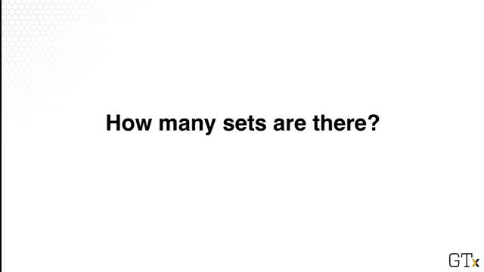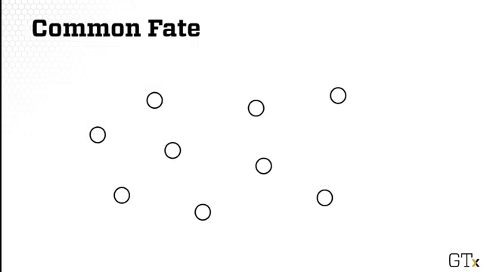How many sets are there? That's an animation of some dots moving. One set of dots is moving towards the right, and the other is moving toward the left. And why would I say that? The main reason is because people are very good at spotting common fate. So we see 1 group of dots having the fate of going to the top right, and the other group going to the top left.